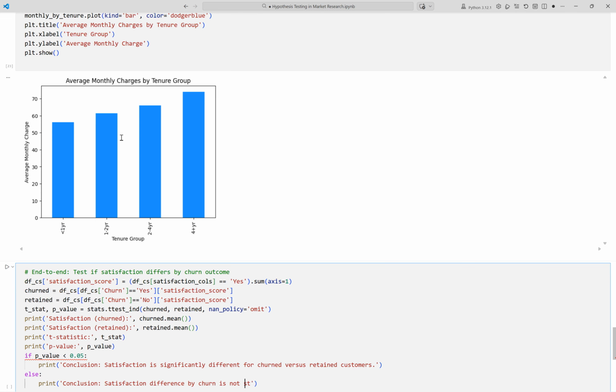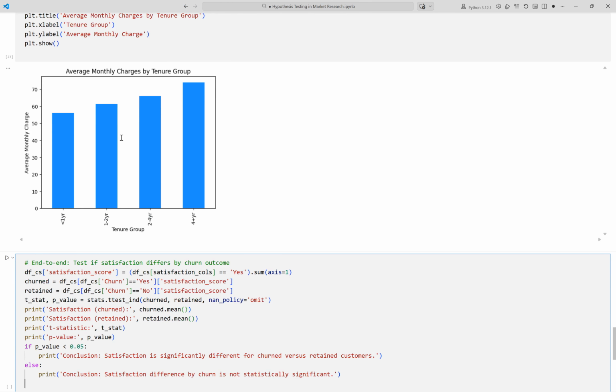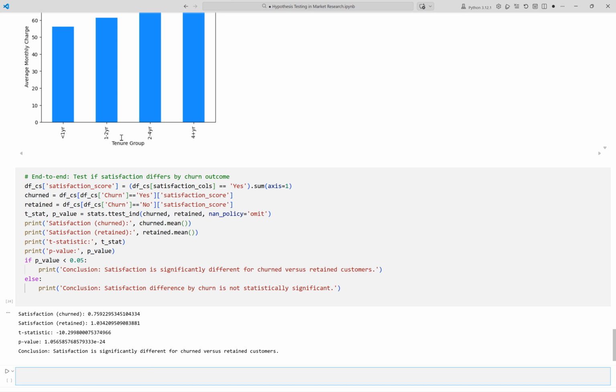Running the cell now. This output shows average satisfaction scores are lower among churned customers, 0.76, compared to retained ones, 1.03, highlighting a clear difference in satisfaction levels. The very small p-value confirms this difference is statistically significant, supporting our hypothesis that satisfaction relates to churn status. This step illustrates how hypothesis testing quantifies group differences to inform business decisions.